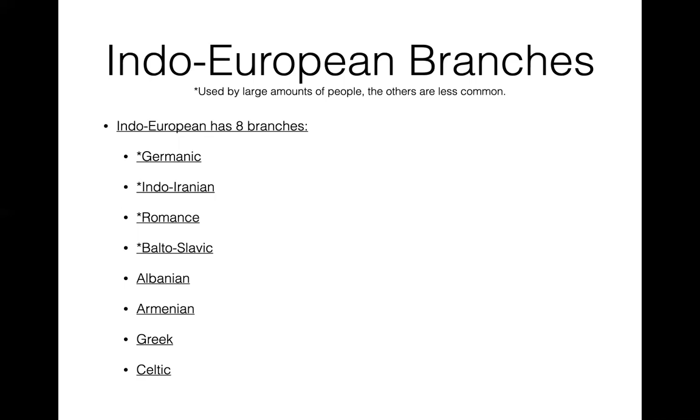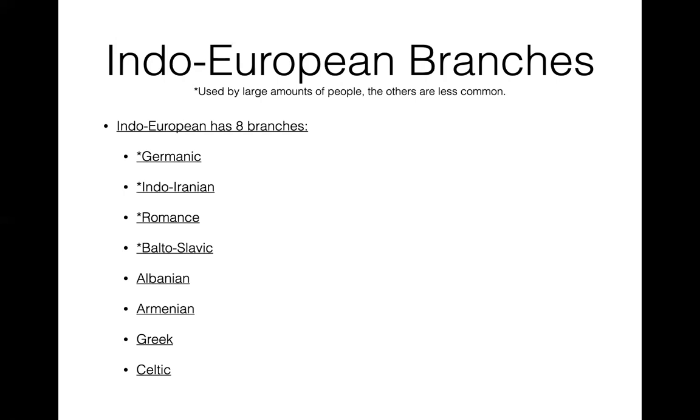Then you have the Romance languages, and despite popular opinion, that doesn't mean they sound beautiful and romantic, like love romance. Romance just simply means from Rome. So that includes things that are Latin-based, so French, Spanish, Italian, Portuguese. So some of them do sound pretty, but that's not why they're called Romance. And then there's the Balto-Slavic. Those 4 language branches are the most spoken of the Indo-European family.